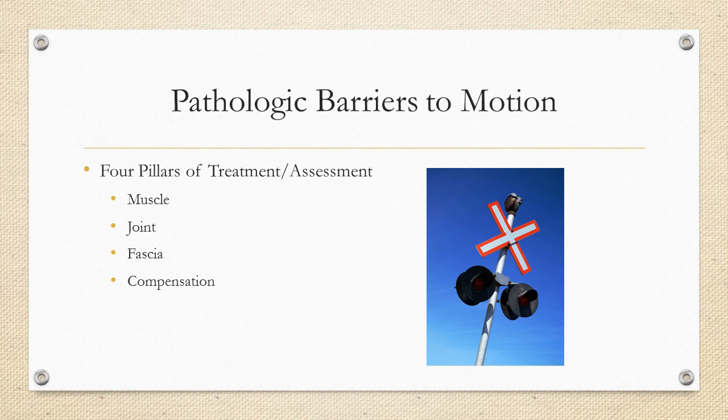We do want to touch on some other aspects of not only treating the low back, but as you'll find, all areas of physical and occupational therapy intervention. One thing to think about is what are termed pathological barriers of motion, and the 4 pillars of treatment or assessment. And they consist of the muscle, joint, fascia, and compensation.